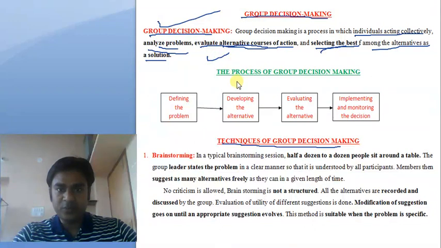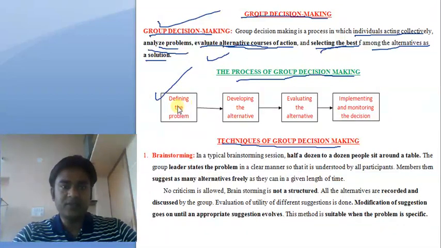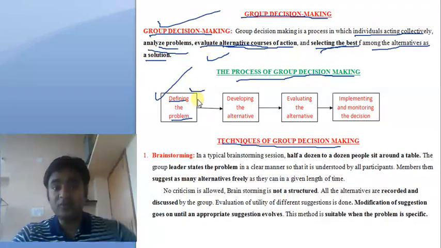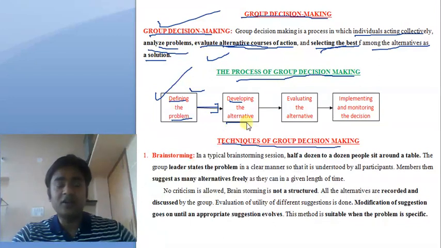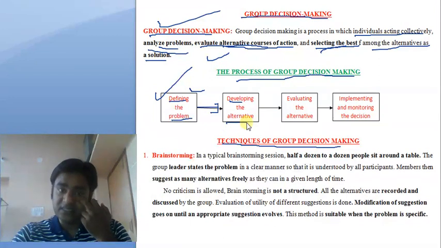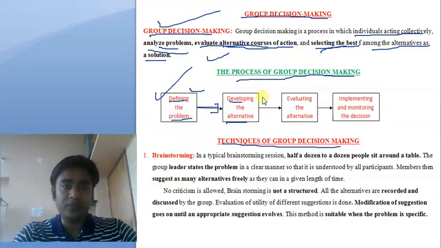Now the process of group decision making. There are four steps in group decision making. The first step is defining the problem. In this first step, they will understand what the problem actually is. Then they have to give a solution to that problem. So they develop different alternatives, means different suggestions to solve that particular problem are given by the group members.